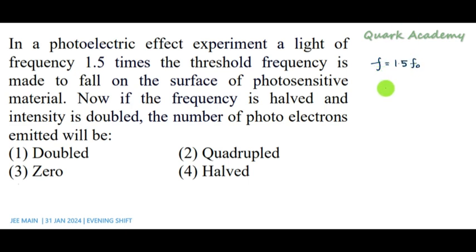the material. Now in the second case, they are doing the photoelectric effect with half of the frequency of the initial one. So which means f dash is going to be f by 2. So in this case it is 0.75 times f0. So it is less than the threshold frequency. Whenever we do a photoelectric effect experiment with a frequency of light that is less than threshold frequency, then we will not get any photoelectrons. There won't be any photoelectric effect at all. So in this case, the second case, we are going to get zero electrons.